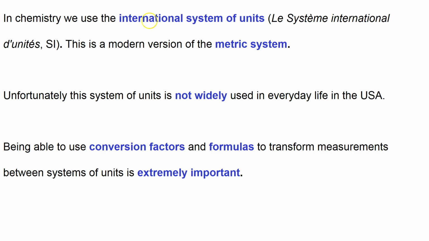So in chemistry we use the international system of units. It's basically the modern system of the metric system. Something to keep in mind is that this system of units is not really widely used in everyday life in the USA. My understanding is that in the US we are officially a metric country. We're just undergoing the conversion to the metric system over a really, really long period of time.